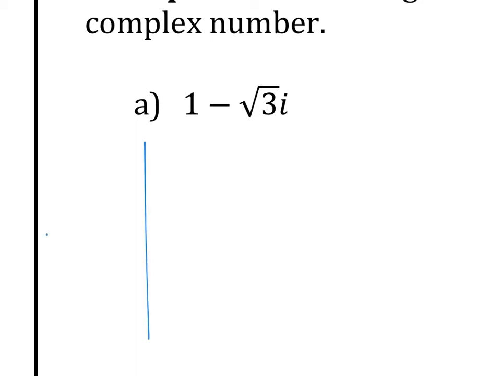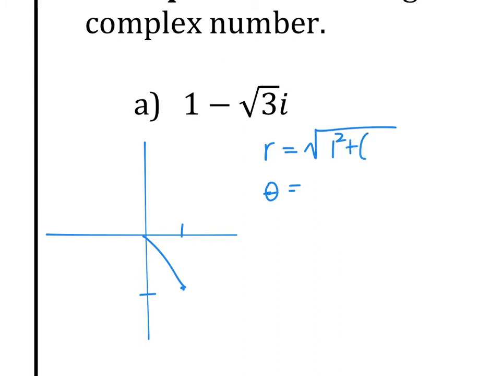Same thing as before, we're going to have to graph this as a vector so we can see where that vector is. Okay, 1 minus square root 3i. So that's going to be 1 here and square root 3 here. So that is a vector going down like this. We need to find the r, and we need to find the theta. All right, go ahead and do that. All right, r is going to be the square root of a squared plus b squared. So that is 2. You guys got 2?